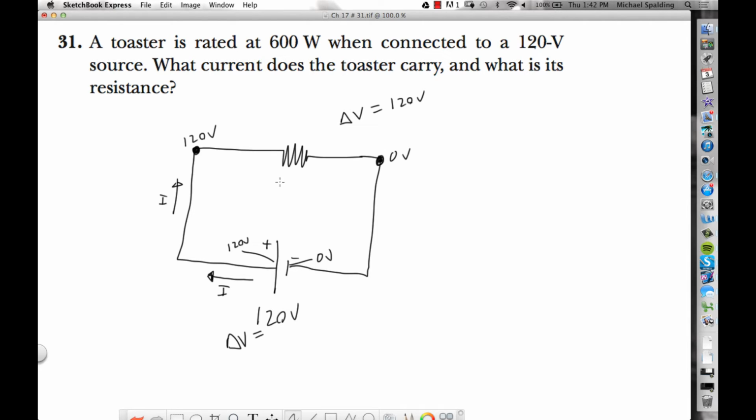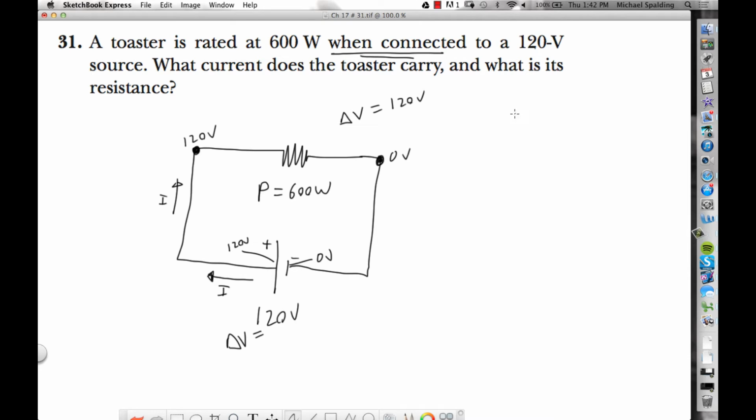So we're given the power of this toaster when hooked up to 120 volts. Notice how they word this right here, when connected to 120 volts. So if we hooked up this toaster to like a 9-volt battery, is it still going to be 600 watts? No. It's only 600 watts when it's hooked up to 120 volts.